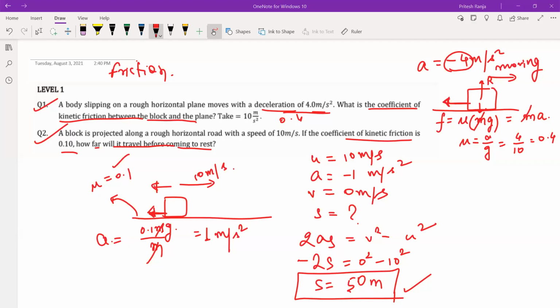Okay, these two questions were simple. Now the level 2 questions. So we have 5 questions in level 2.